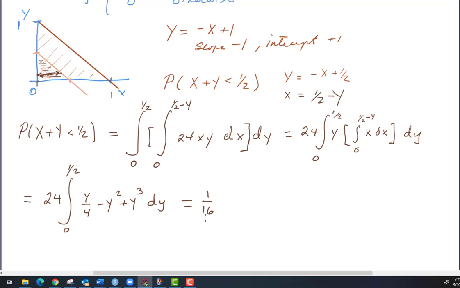So here's an example of joint probability distribution using a continuous PDF. And it's sort of like the discrete case, but you get to use integrals instead of summation. So I think that will finish this topic for right now.